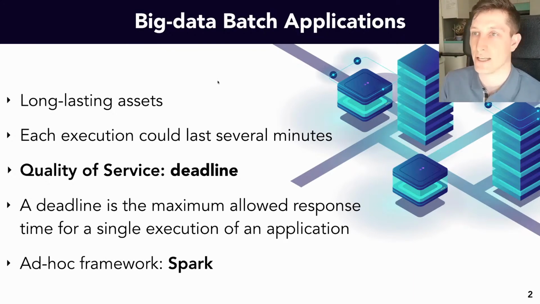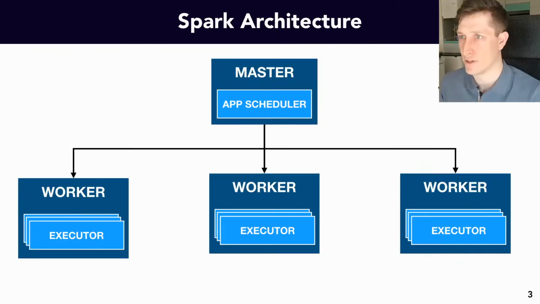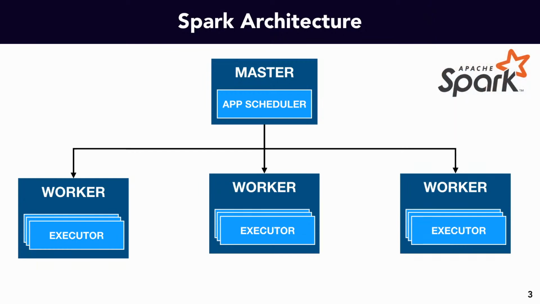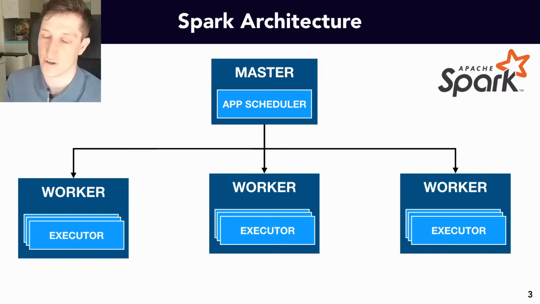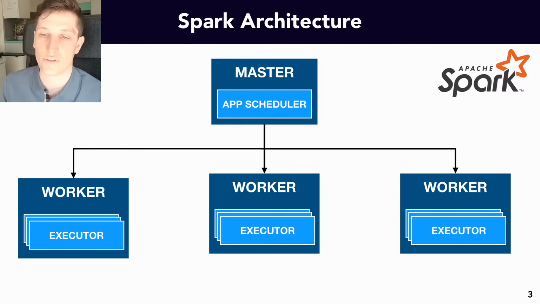And to run those applications, you usually use an ad hoc framework such as Spark. Spark is the evolution of Hadoop MapReduce, and it provides a master worker architecture. The master is centralized, and in the master, all the applications are scheduled according to a certain policy. And then there are different workers distributed in a cluster, and each worker contains one or more executors. And an executor is a process that executes parts of the applications.